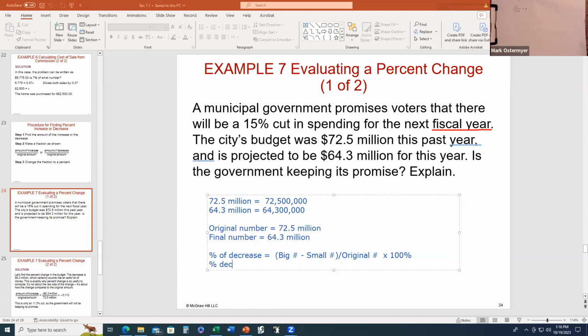Percent decrease. What's my big number? 72.5 million. Now, I don't even have to put the word million in there because both these numbers are in terms of millions, so drop off the millions. We know it's in millions. 72.5 minus the small number, 64.3, with the understanding, of course, that those are in millions. We're going to divide this by the original number. What is my original number? 72.5. Get on your calculator, ladies and gentlemen, and dial this up. Make sure you can do this on your calculator. You might want to enclose that numerator inside parentheses, otherwise you're going to get a logical error.